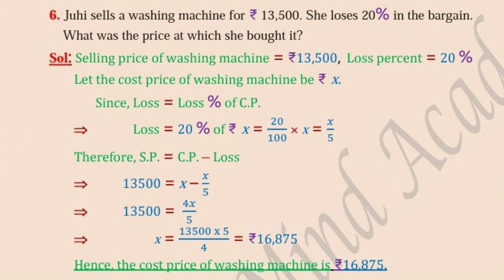Therefore, x is equal to 13,500 into 5 upon 4. After simplifying, we will get 16,875 rupees. Hence, the cost price of washing machine is 16,875 rupees. It's clear, everyone?